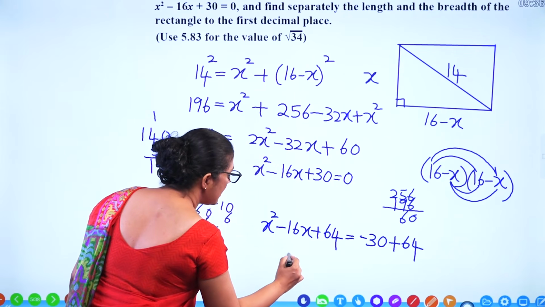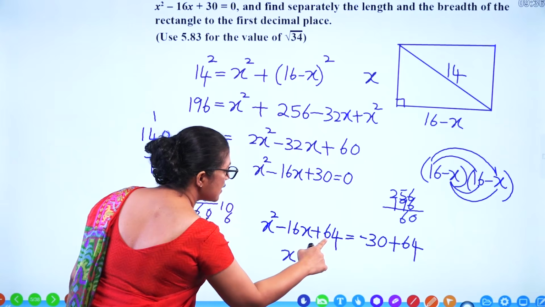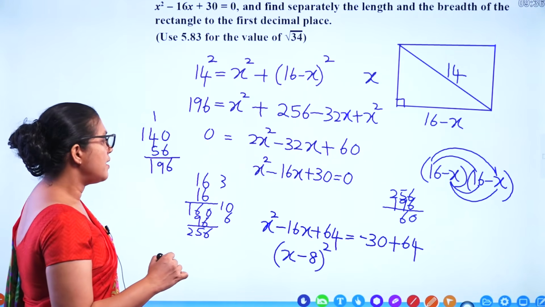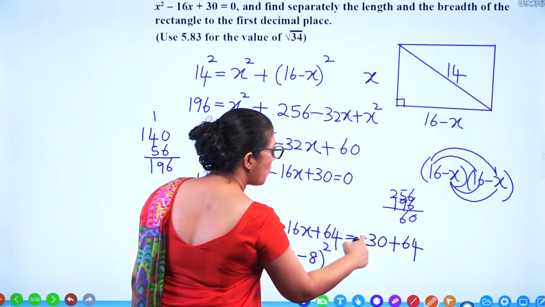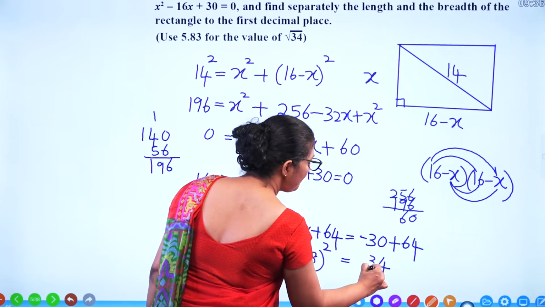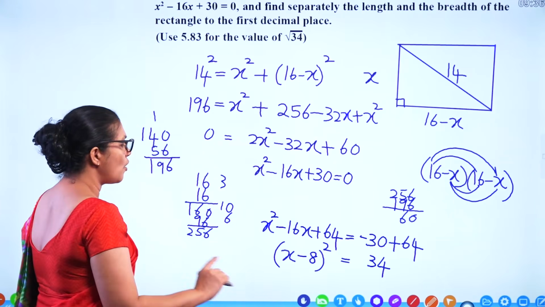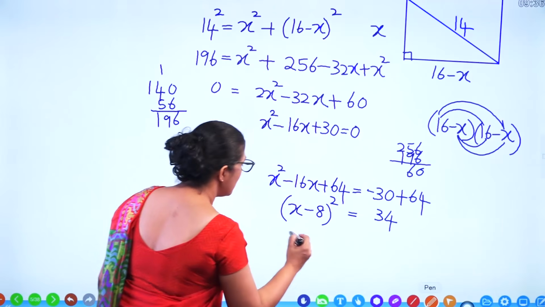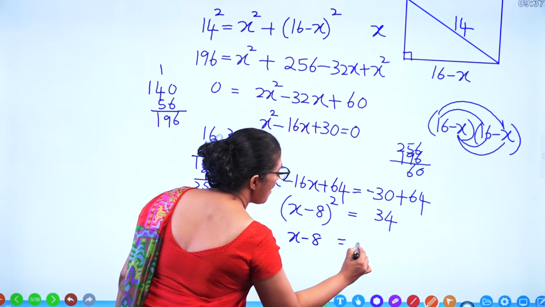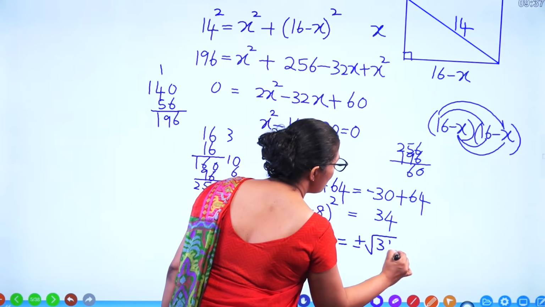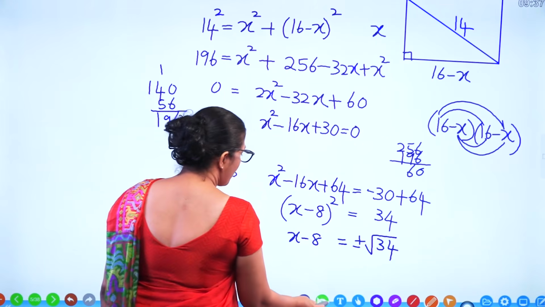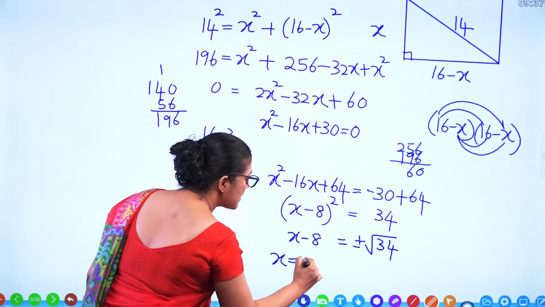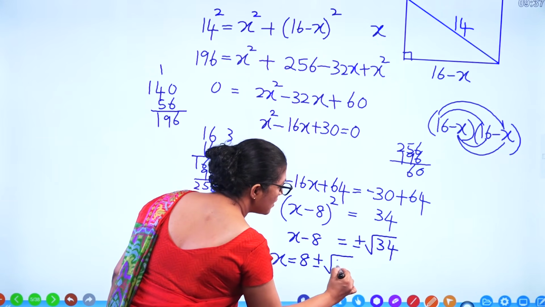So what's the value here? x minus the square root of 64, which is 8. So you can write (x minus 8) squared is equal to 64 minus 30, that's 34. Now take the square root of both sides. When you take the square root, you get x minus 8 is plus or minus root 34. Now what are the solutions? You can get x equals, take minus 8 to the other side, 8 plus or minus root 34.